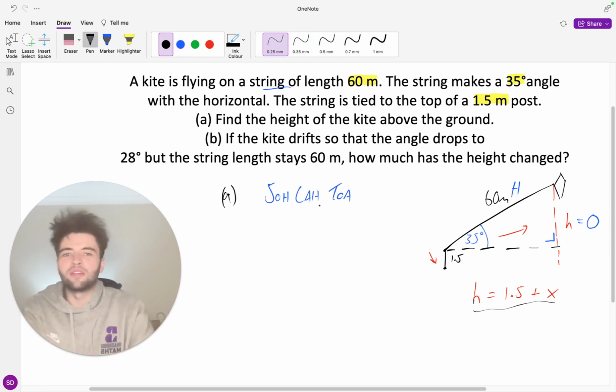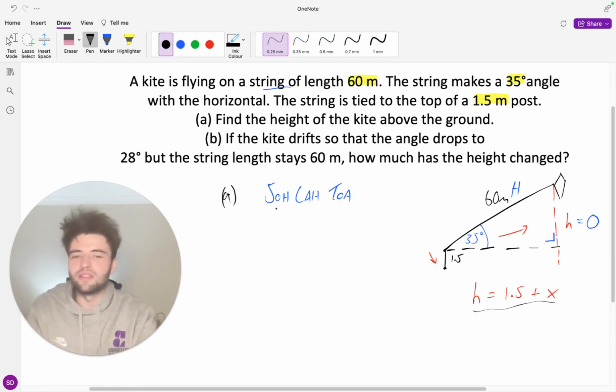And so we just look at our trig ratios, SOHCAHTOA, and we see that sine is opposite over hypotenuse, so that's what we're going to be using here. So we can set up our equation now, and it's going to be sine 35 is equal to the opposite, which we know is x, which is our unknown, over the hypotenuse, which is 60.